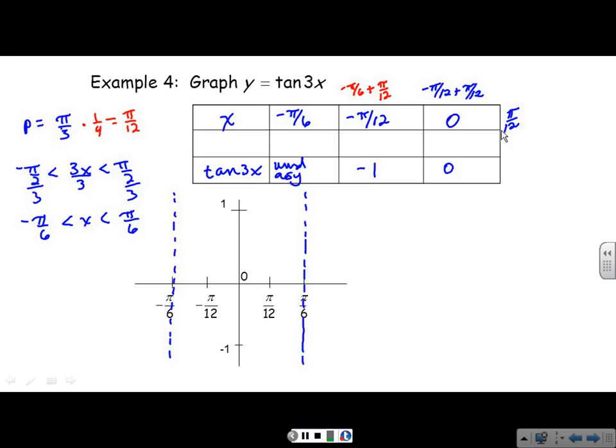And then we have pi over 12, so if we plug pi over 12 in here for x, we have 3 times pi over 12, which is going to give us pi over 4. Pi over 4 is 45 degrees. Tangent of 45 degrees is going to be a positive 1. So we have 3 ordered pairs here: negative pi over 12 goes to negative 1, we have 0, 0, and we have pi over 12 going to positive 1. So our curve is going to come in like this and look like that. And of course our asymptotes mean that it's going to go on forever and ever without crossing the asymptote.